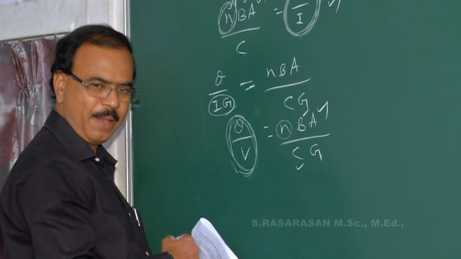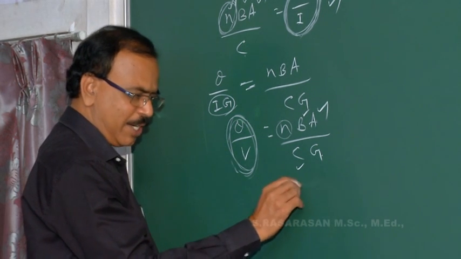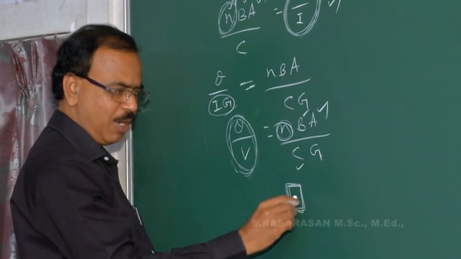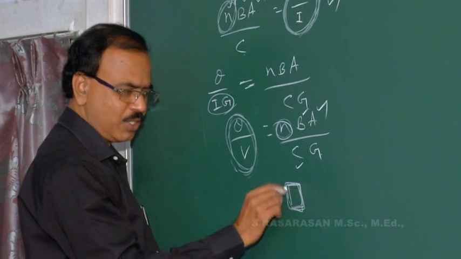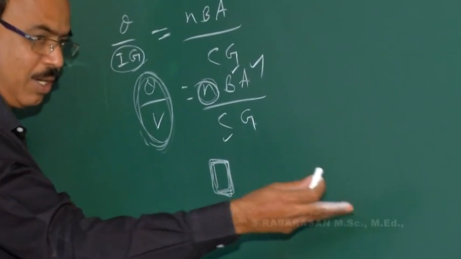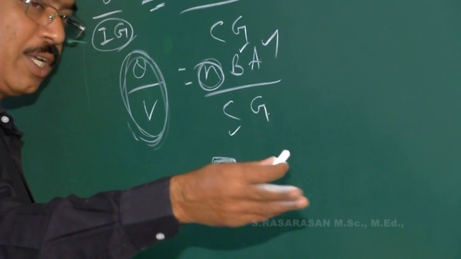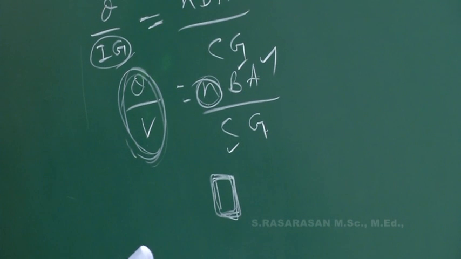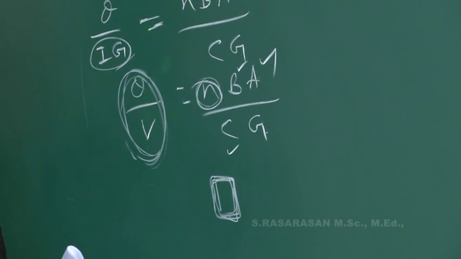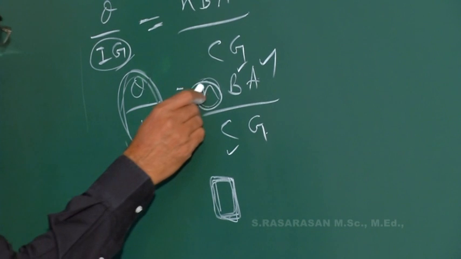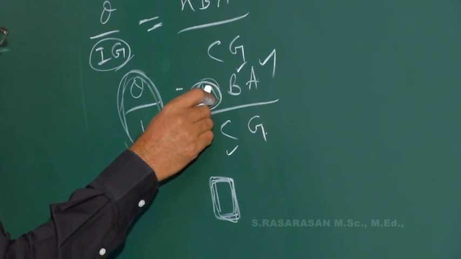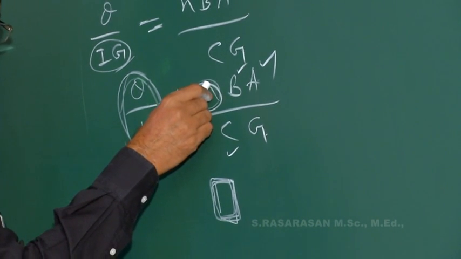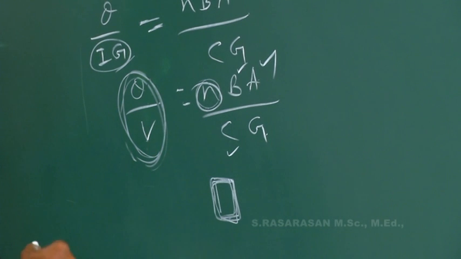Reason: in the galvanometer's rectangular copper coil, when the number of turns is doubled, the length is doubled, and the resistance also doubles. Why? Yes, the resistance is directly proportional to the length of the wire. When the number of turns is doubled, the length of that wire is doubled, so the resistance also doubles.